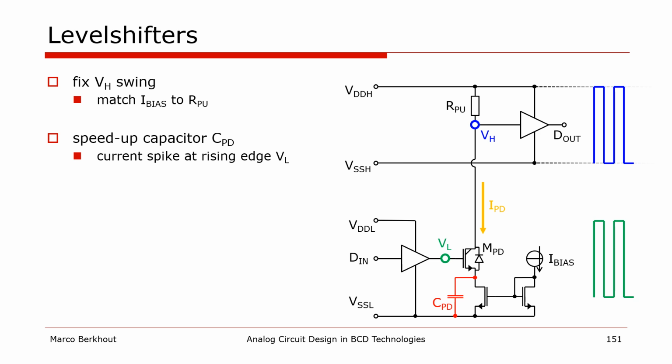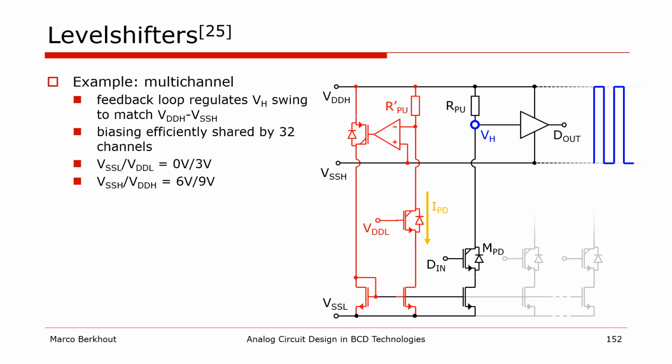This shows an example of a level shifter in a biomedical application that uses a feedback loop to regulate the voltage swing in the output domain. The difference amplifier forces the voltage across the dummy pull-up resistor equal to the output domain supply. The pull-down current from this feedback loop can then be shared by multiple level shifter channels, making this a very area-efficient solution.